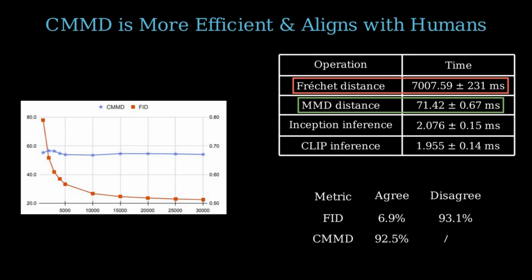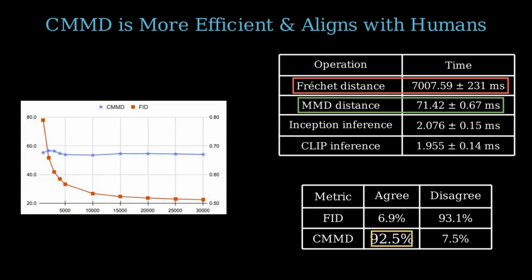But the most important question is, does the metric actually agree with human perception? In extensive blind tests, where human evaluators were asked to judge image quality, the FID metric agreed with human preference a dismal 6.9% of the time.